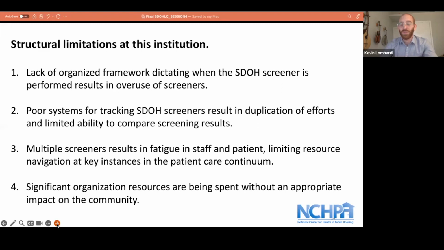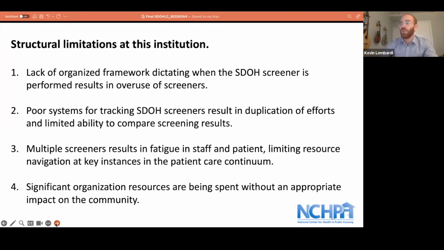It can also be an important source of innovation in where to go with that process. Second, poor systems for tracking SDOH screeners result in duplication of efforts and limited ability to compare screening results. This is in many ways a financial question as well. Staff time is limited and expensive, and duplication of efforts can result in lost revenue in addition to frustration and patient care dynamic concerns. Another reason to ensure that when screeners are used, they're used appropriately and studied very closely. It can save patients and it can save money in the institution as well.